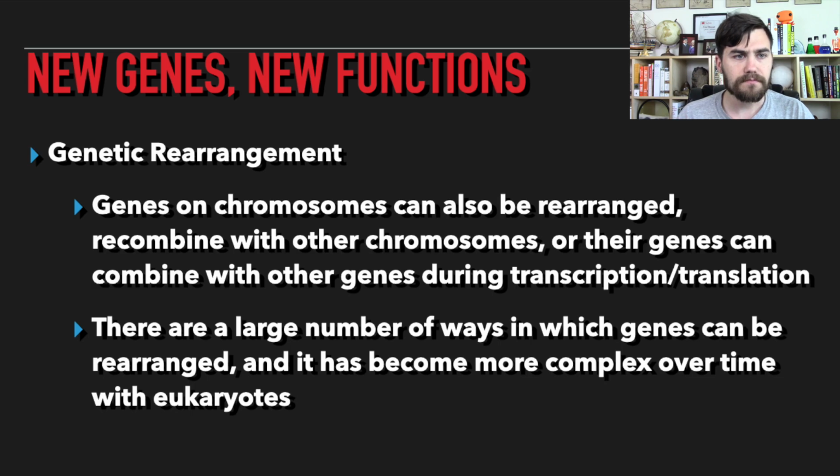And the numbers of ways that genes can be expressed, this has helped make eukaryotes way more complicated than prokaryotes are, because they only have one chromosome, they don't do sexual reproduction, etc.